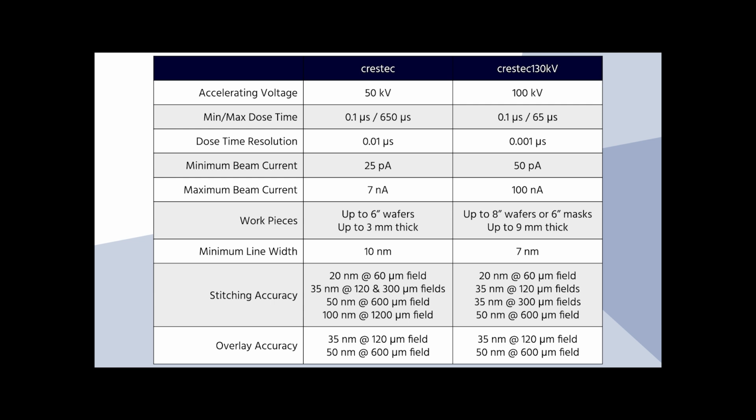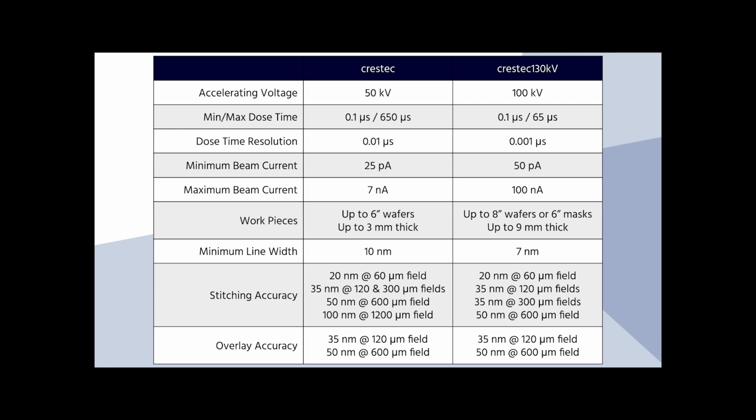For the Crestech 130kV tool, we operate at 100 kilovolts for stability. The min-max dose times are 0.1 microseconds and 65 microseconds. This allows us to have a finer dose time resolution, which is 0.001 microseconds on this tool. The minimum current on the 100 kV system is 50 picoamps. We can achieve beam currents much higher on this system. 100 nanoamps is theoretically possible, but we need a special setup above 20 nanoamps. The 100 kilovolt system can hold wafers up to 8 inches in diameter, and we can also accommodate 6-inch masks. Samples can be up to 9 millimeters thick.